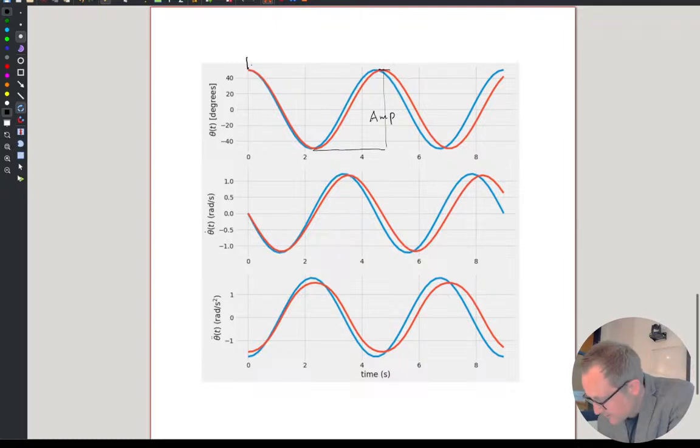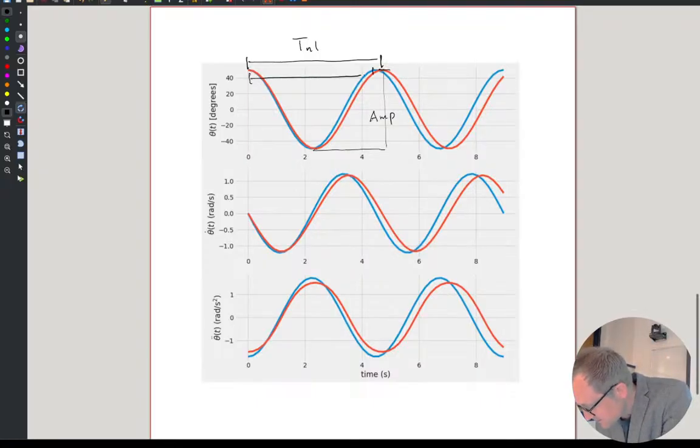And then the thing that we're kind of noticing here is that there's a nonlinear time period, and then there's a linear time period, and there's some error between those, right? One of them was 4.7 seconds, maybe the other one's like 4.5 seconds, something like that. But there's a measurable difference in time period for larger angles.